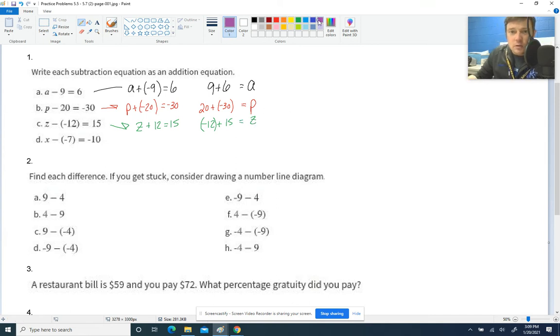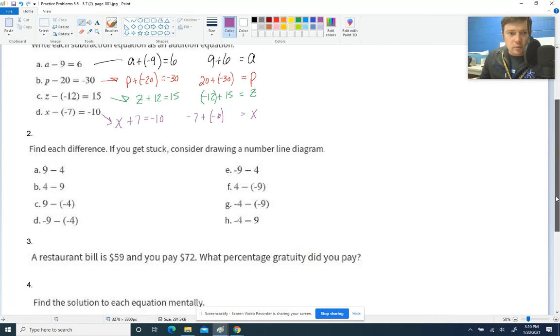All right, and the last one, we could add the opposite: x plus 7 is negative 10. Or to find out what x is, we could add these other two numbers together, negative 7 and negative 10, which is negative 17, which would work for all of those. I'm fine either way. You can do both, or you can do one or the other. I'm not going to be picky on grading those, okay?